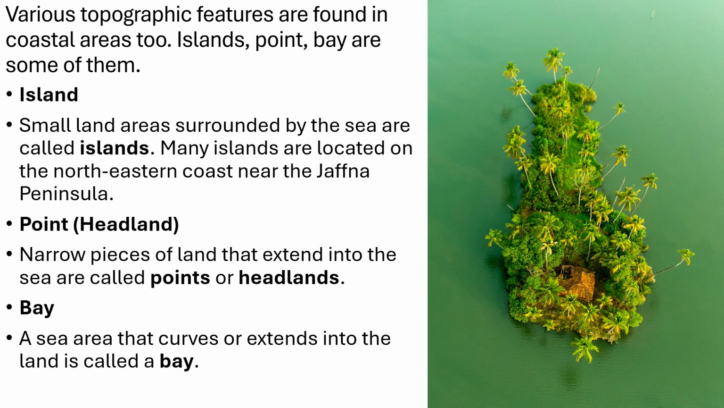Island. Small land areas surrounded by the sea are called islands. Many islands are located on the northeastern coast near the Jaffna Peninsula. Point, also known as headland. Narrow pieces of land that extend into the sea are called points or headlands. Bay. A sea area that curves or extends into the land is called a bay.